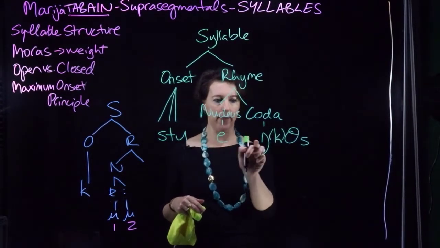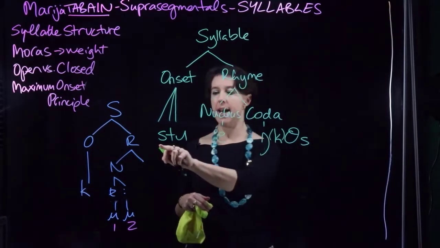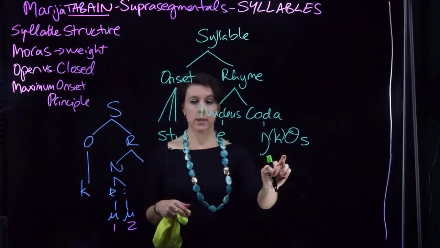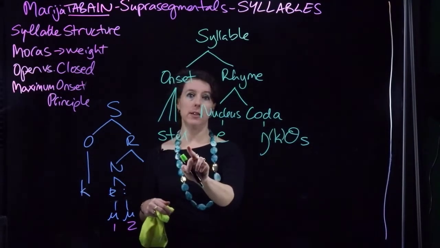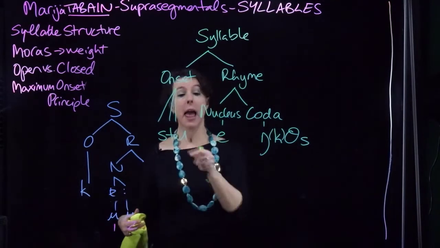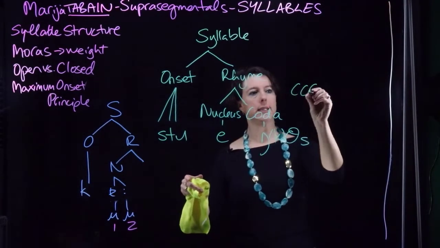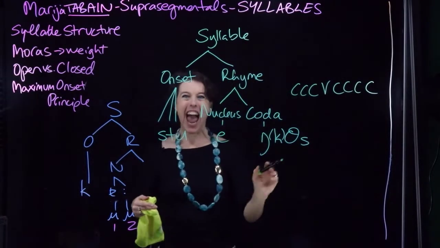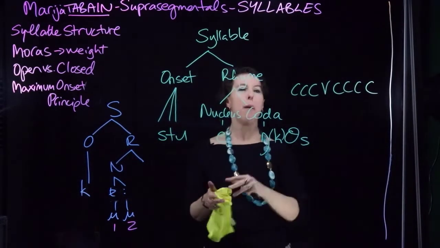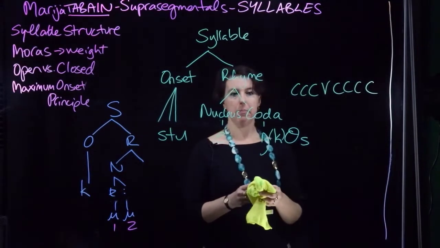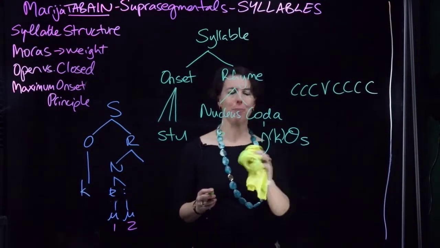So that would be 1, 2, 3, 4, 5 moras and 4 slots in the coda. So it's closed, and we have 3 slots in the onset, but that doesn't matter. Okay, we don't count that. We just say there's 3 slots in the onset, and we would say that that is a CCCVCCCC syllable. Okay, so I'm not going to insist on this, even though it's used a lot, because it's very easy to understand. It's not a problem.